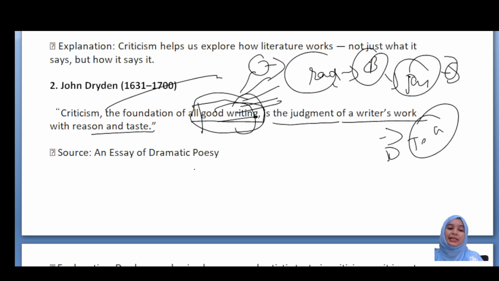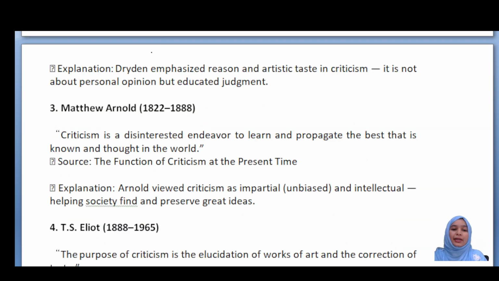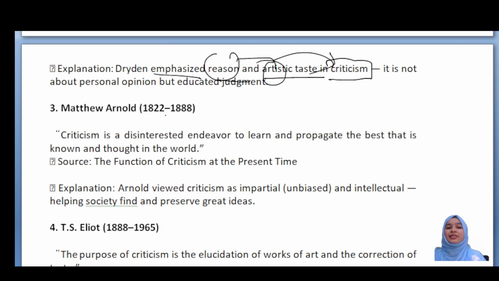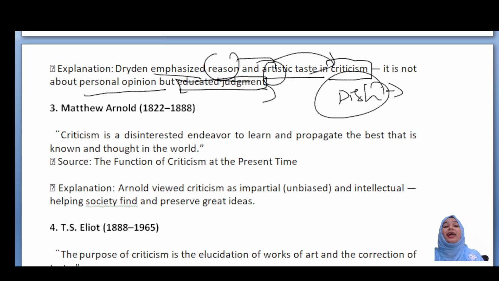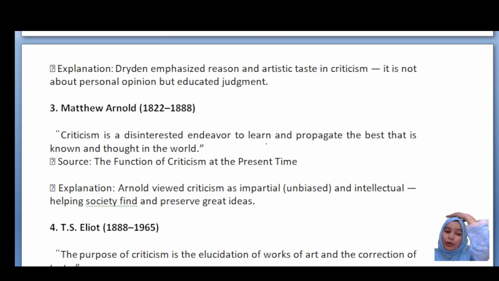We can see this source in Essay of Dramatic Poesy. This is also part of literary criticism. Here he emphasizes that reason and artistic taste must be in criticism. And it is not about personal opinion, but educated judgment. I only gave the example of dishes, but it should be according to educated judgment, meaning a proper analytical way, proper interpretation, proper judging. That is literary criticism according to Dryden.